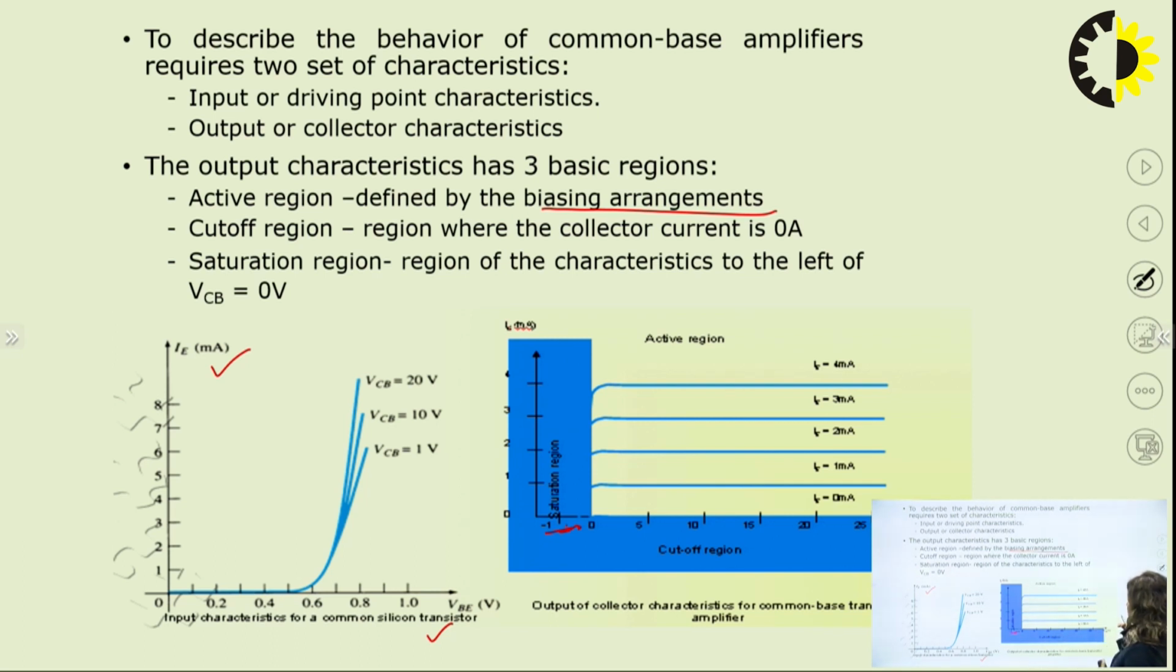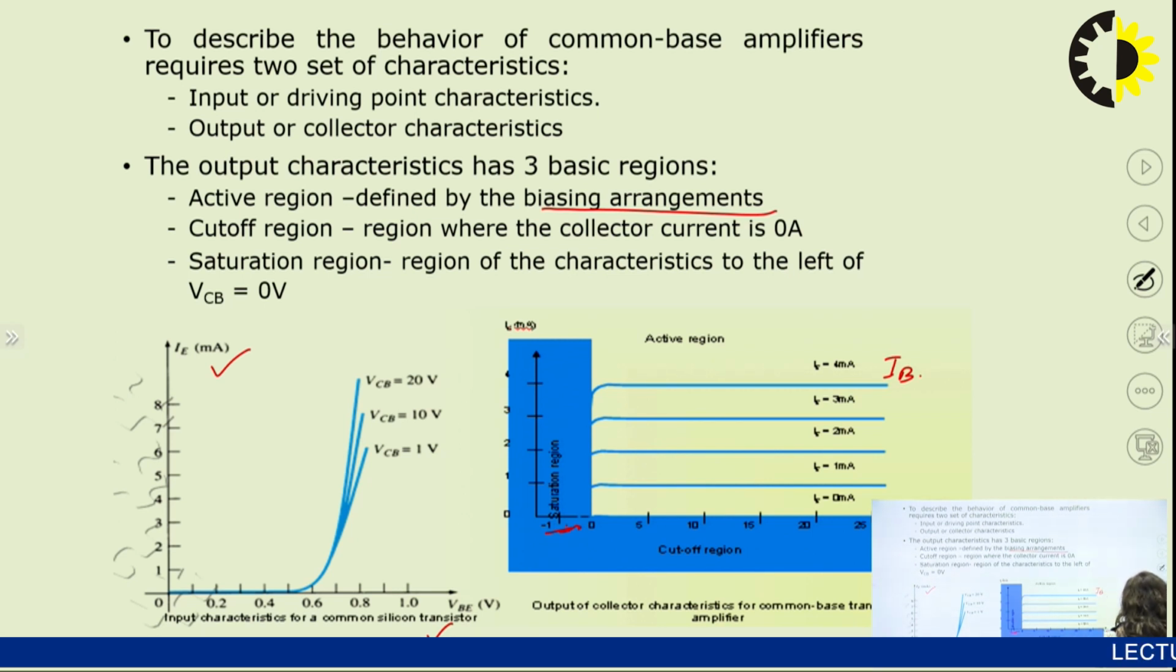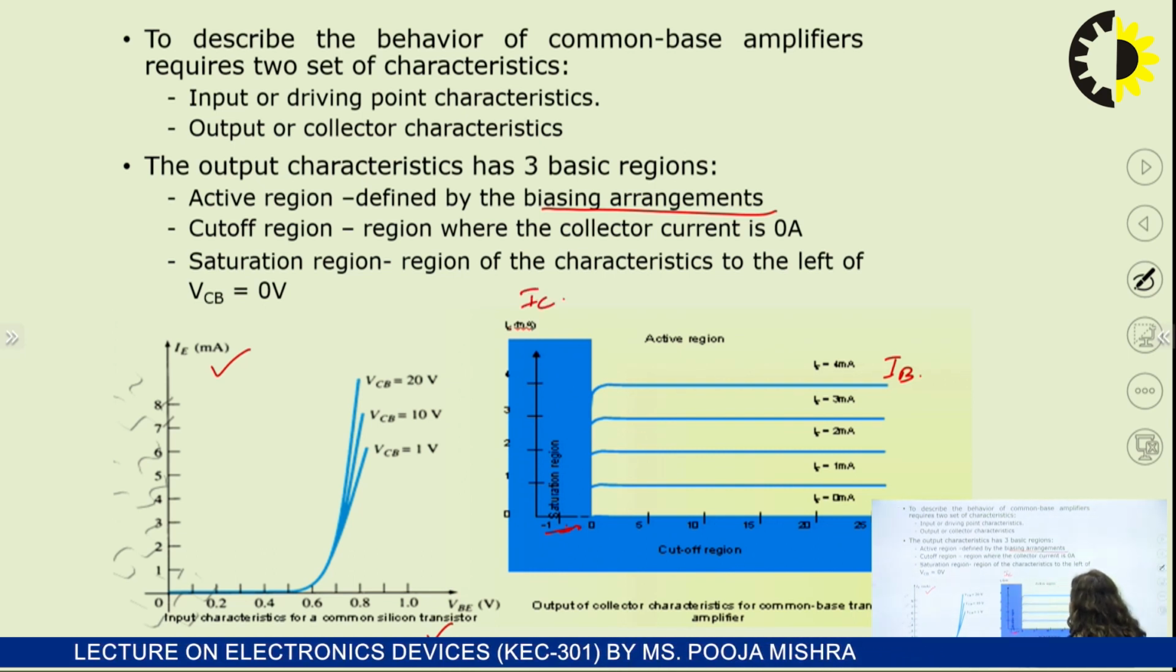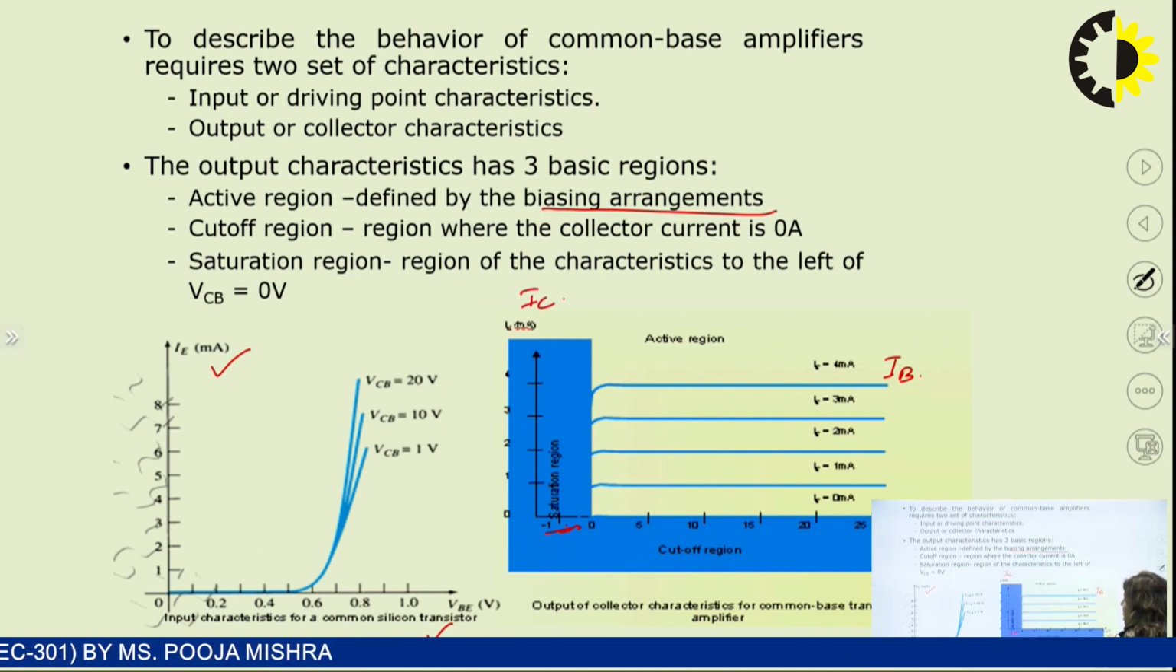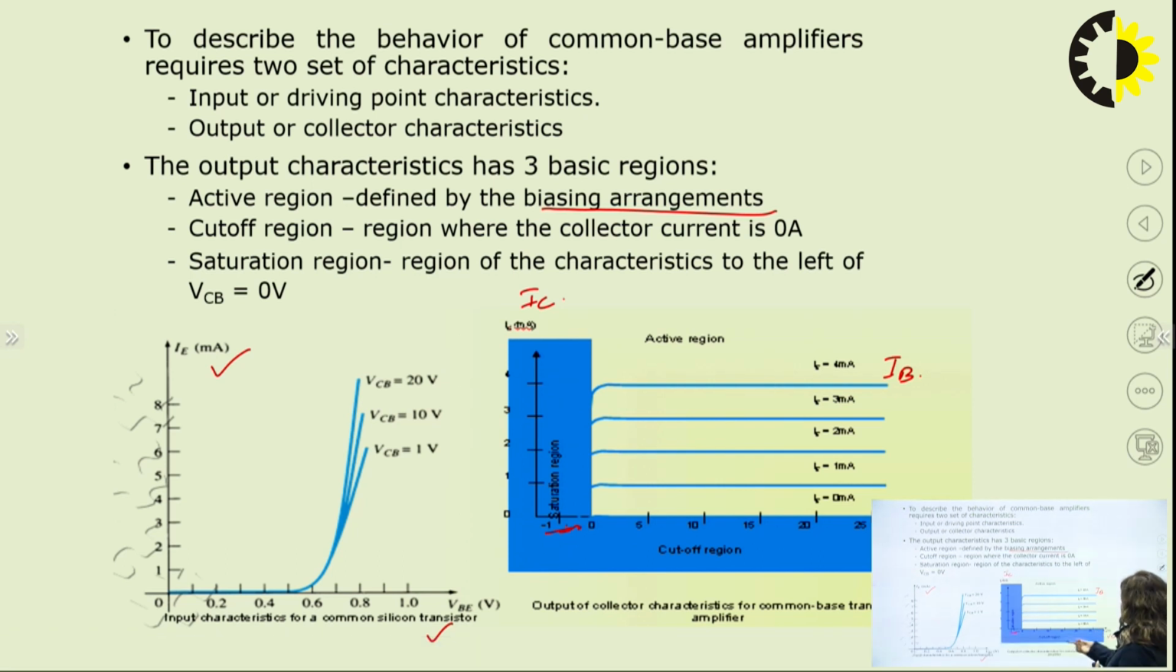Similarly, we can show the configuration, that this is IB, which is the common base current, this is VCB and this is your IC. So here the cutoff region is what region? Where the collector current is 0. So this region is particularly where the collector current is 0. That region is called the cutoff region, and the saturation region is where ICB is less than 0.